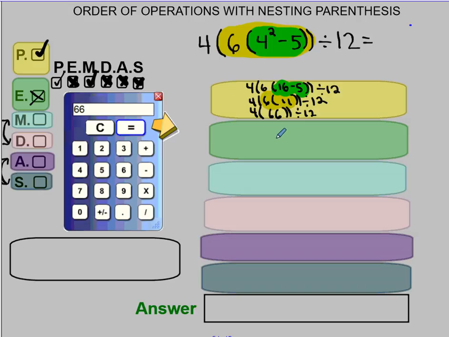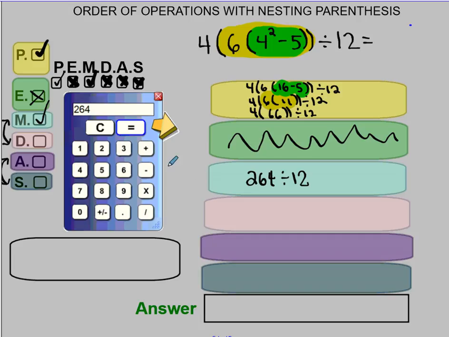Now we absolutely do have multiplication. So we're going to check that off. And what we have is 4 times 66, which equals 264. All right, now, we had no exponents, so we don't need to write in this box. But we did have multiplication, which was 4 times 66. So 4 times 66 came out to be 264. We have left divided by 12.